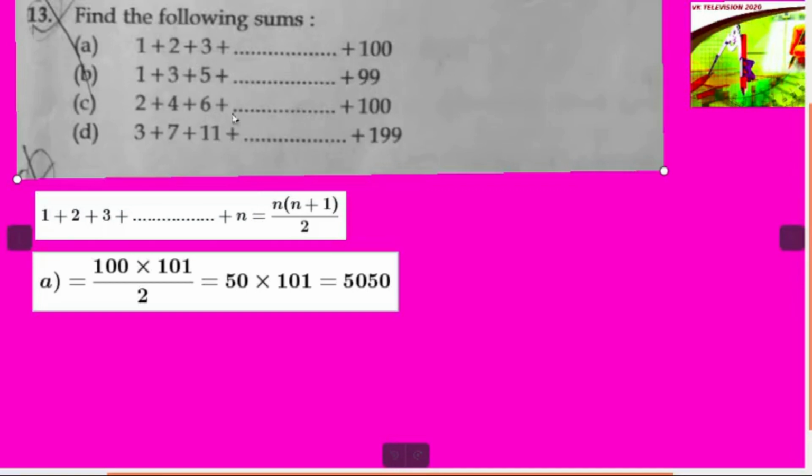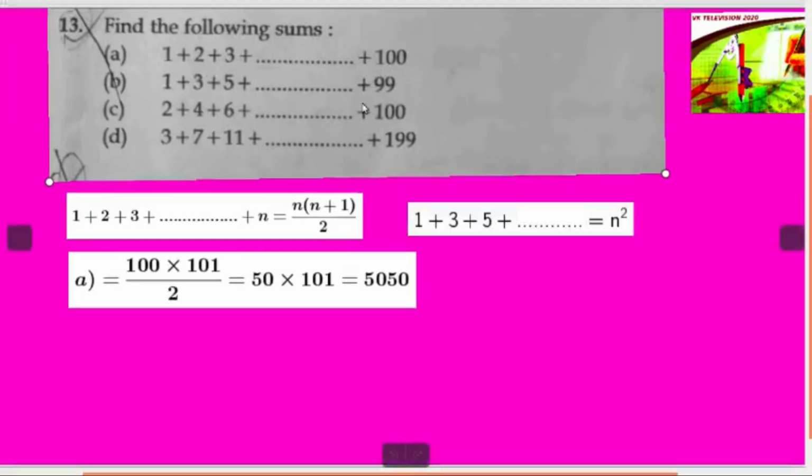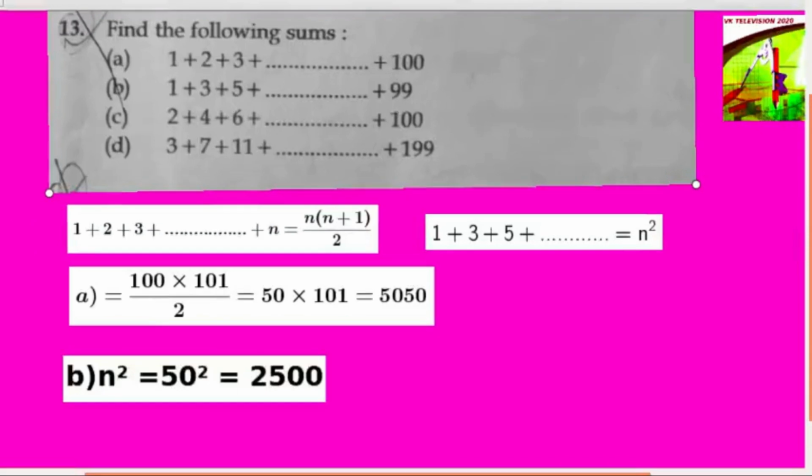Next we have to find 1 plus 3 plus 5 plus etc. plus 99. This is the sum of the first 50 odd numbers. We have another formula for that: the sum of the first n odd numbers is equal to n square. So we have 50 odd numbers from 1 to 99, and the sum is 50 square, which is 2500.